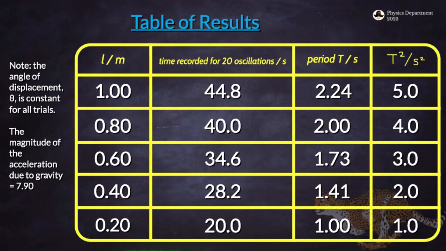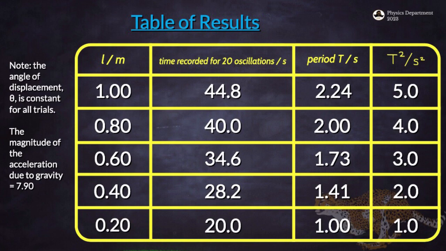Okay, so I've prepared this table of results which we're going to use to analyze the relationship between the length of the string and the period of the oscillations. We have seen that the second column is what we're doing. We're basically counting 20 oscillations, and then the time that we got will be in seconds from our stopwatch. Yes, and then you record the time there.